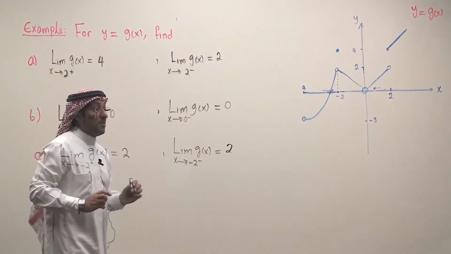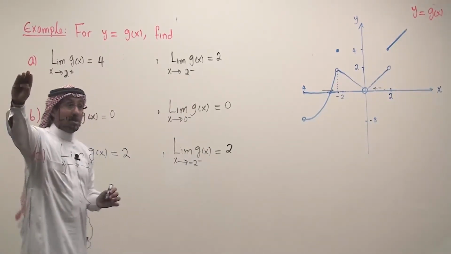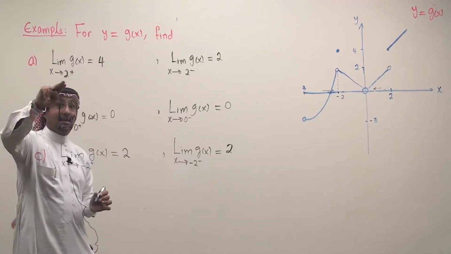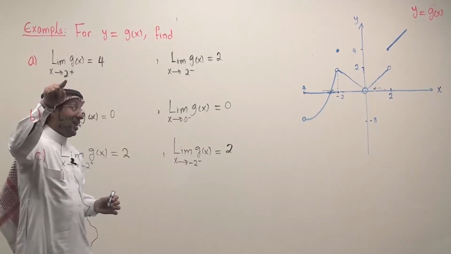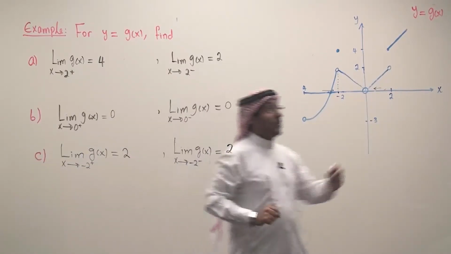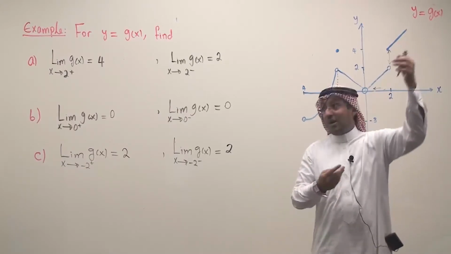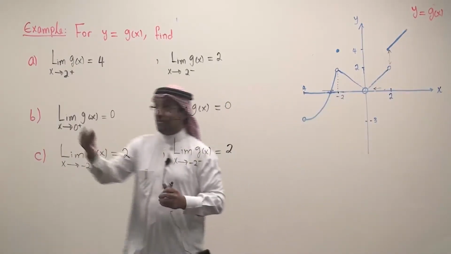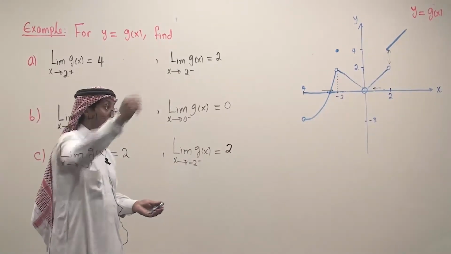Now, one remark in this question. We saw in part A, for example, the limit from the right-hand side is not equal to the limit from the left-hand side at this point 2. In fact, you have a jump here, right? Due to this jump, you have the difference in the right-sided limit and the left-sided limit.